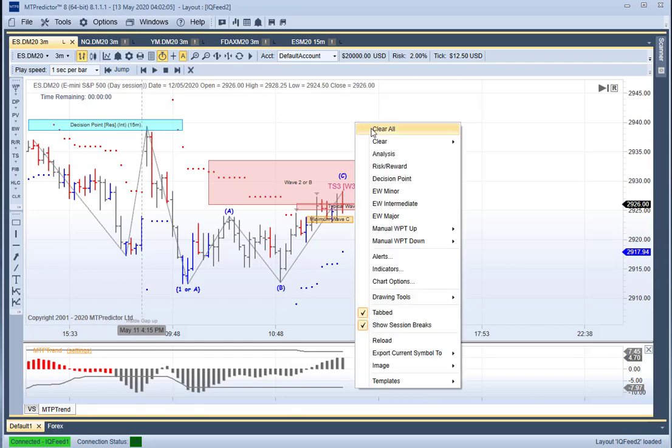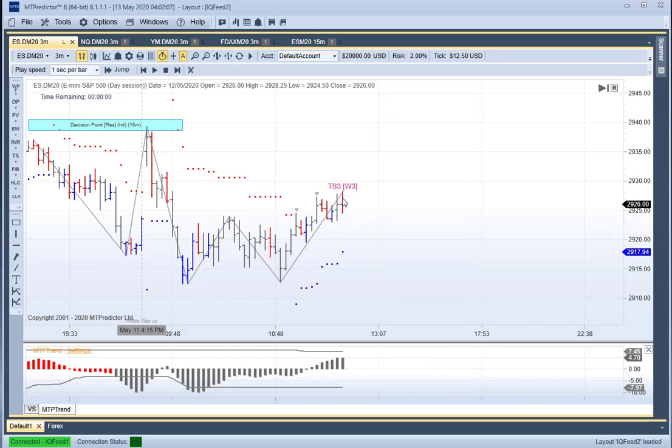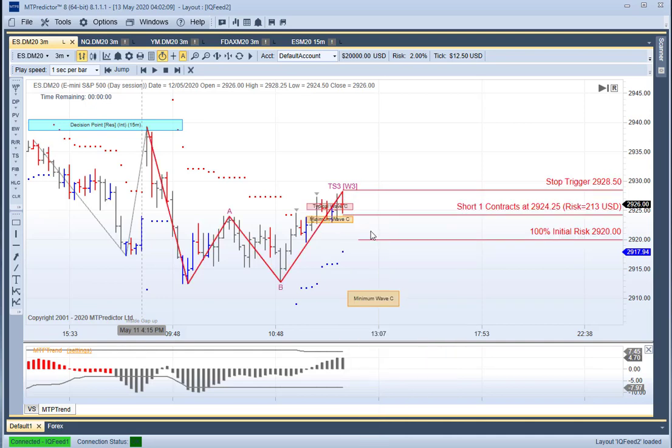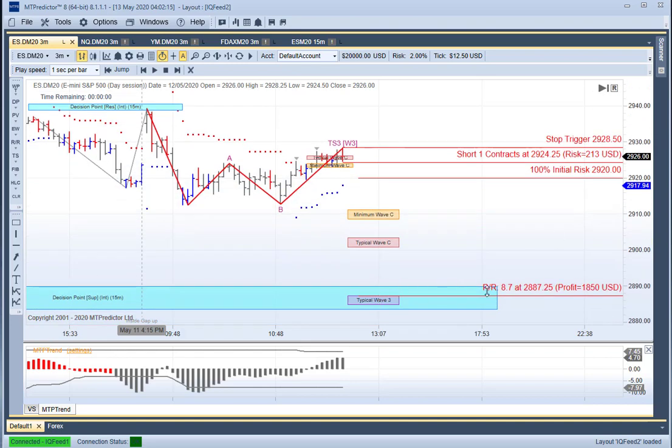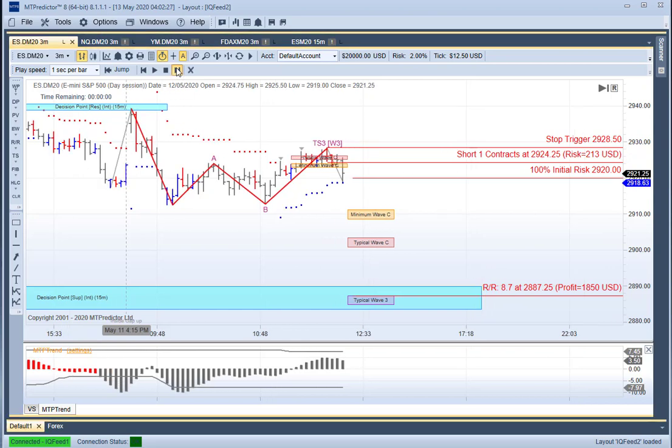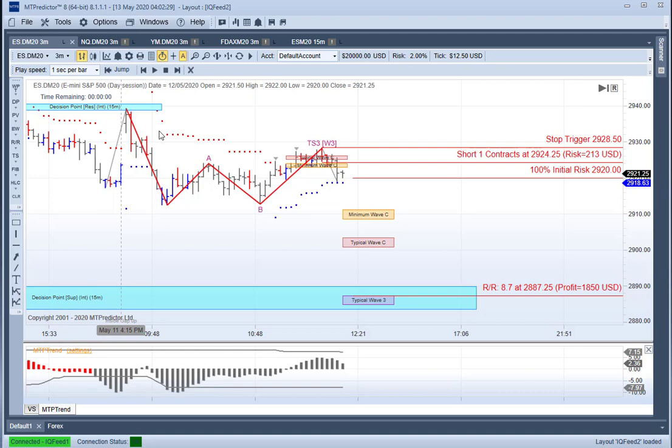So let's now clear everything off. Let's place our analysis on here by right mouse click, do analysis. Again, our position sizing is taken care of here by keeping our initial risk small under control. That would be our target at the typical wave 3 WPT, because this is what we're looking for, a potential wave 3 swing down. And as you can see, the potential profit would be 8.5 times greater than the initial risk. This time the market took you in and started to decline.